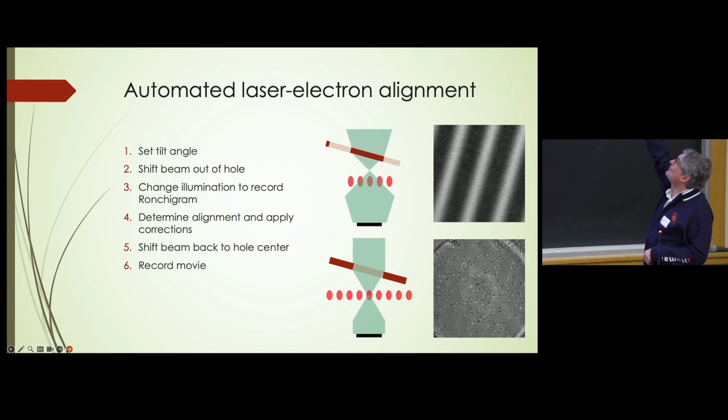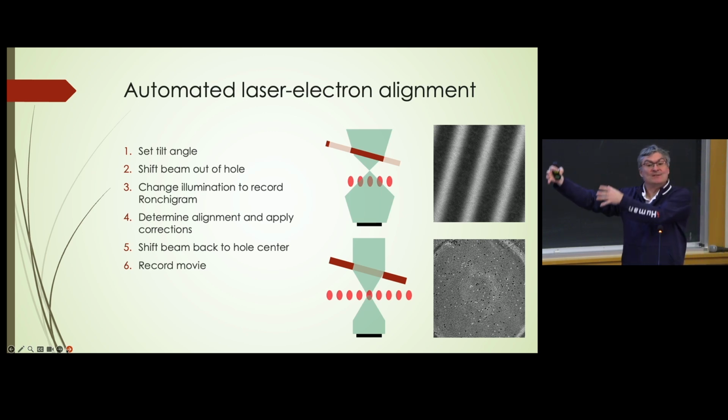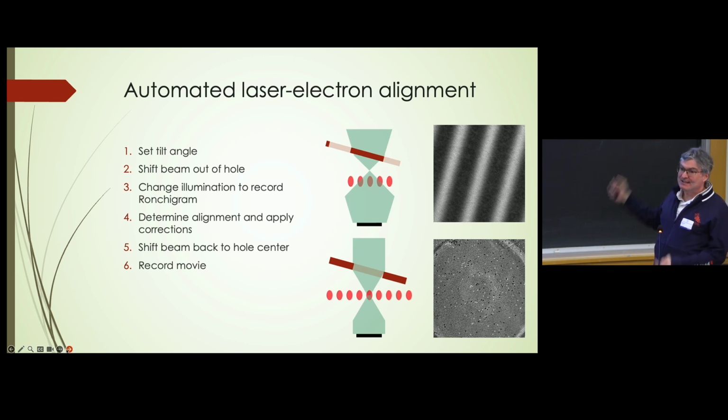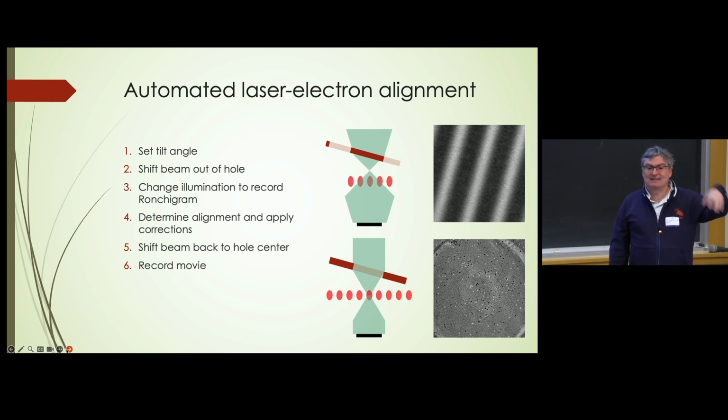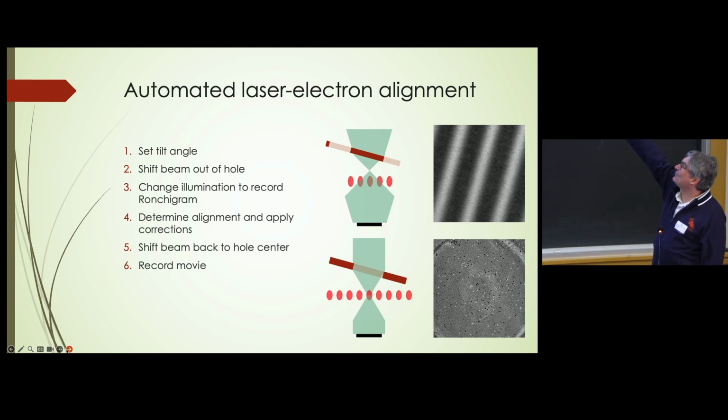So we worked a lot on automated alignment between the laser beam and the electron beam. And this is a simplified picture, but essentially what we do is we deflect the electron beam next to the hole that we want to image so that we don't pre-expose the specimen. And then we change the illumination conditions to generate a so-called Ronchigram. This is just a magnified electron micrograph of the laser beam. And by fitting this pattern, we can tell what the relative alignment of the laser and the electron beam is. Then we apply corrections, and then we move the beam into the hole and take our image.